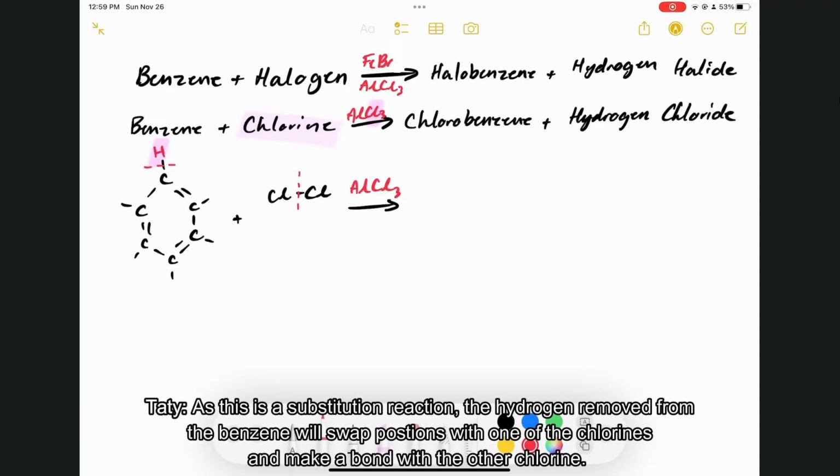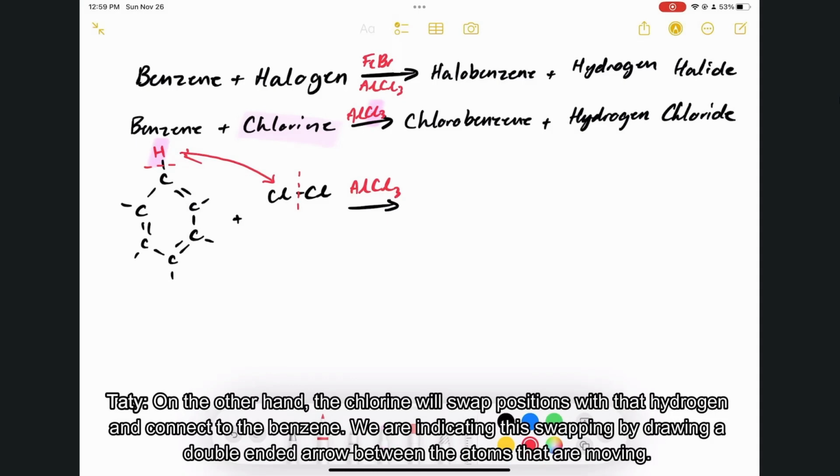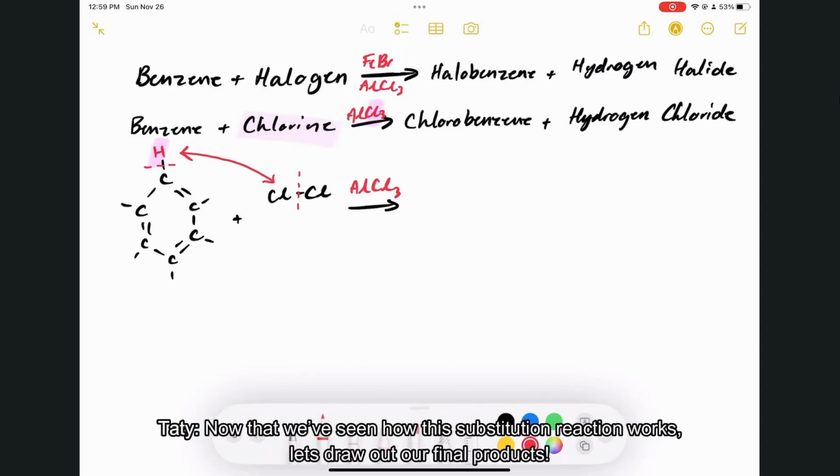Then, after the bonds are broken, these molecules are ready to form new bonds. As this is a substitution reaction, the hydrogen removed from the benzene will swap positions with one of the chlorines and make a bond with the other chlorine. On the other hand, the chlorine will swap positions with that hydrogen and connect to the benzene. We are indicating this swap by drawing a double-ended arrow between the atoms that are moving. Now that we've seen how the substitution reaction works, let's draw out our final products.